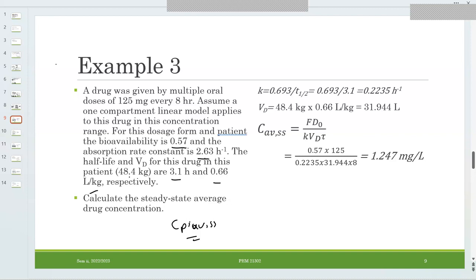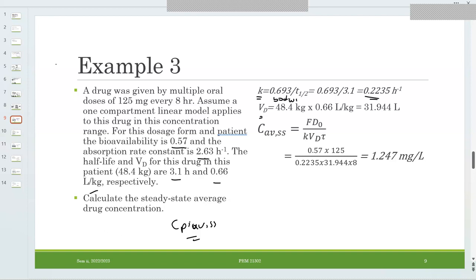Volume of distribution is also not available directly. You have to multiply by body weight. So first you have to calculate K from the T-half: 0.693 divided by T-half, equal to 0.2235. You calculate volume of distribution by multiplying the body weight by the volume of distribution per kg.